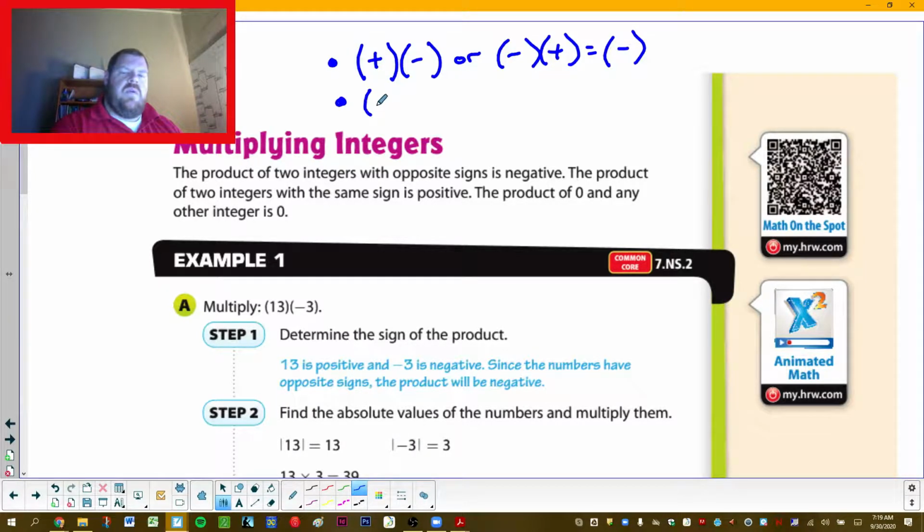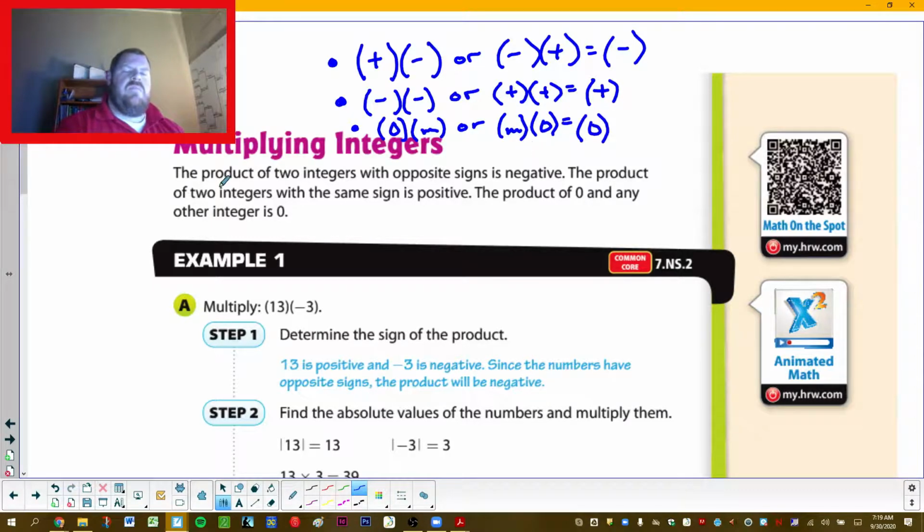Another one is a negative times a negative, or positive times a positive equals a positive. And last but not least, 0 times anything, or anything times 0 equals 0. Because when you're multiplying by 0, you're talking about 0 groups of something, or some number of groups of 0. So either way, you're going to end up with 0.